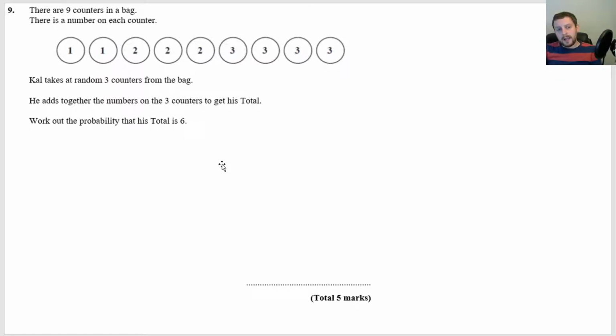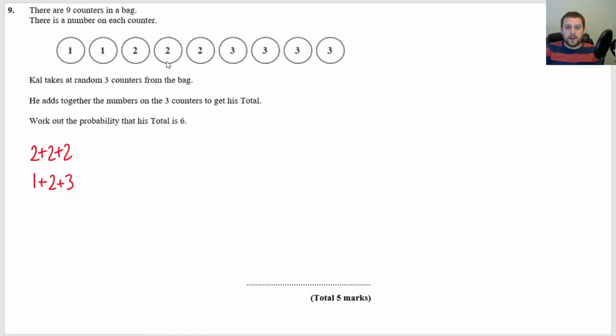Okay, so how can he get a total of 6 with 3 counters? Well, he could get 2 and 2 and 2. Right, he has the possibility to get 2 + 2 + 2, because he's going to take 3 counters out of the bag, and if they all say 2 on it, then they add up to 6. What are the other options? Well, if it's got a 1, it can't then be 2 3s. It also couldn't be another 1, because if 2 of them say 1, then the final one can't be a 4. So if there's a 1 involved, it has to be a 1, a 2, and a 3.